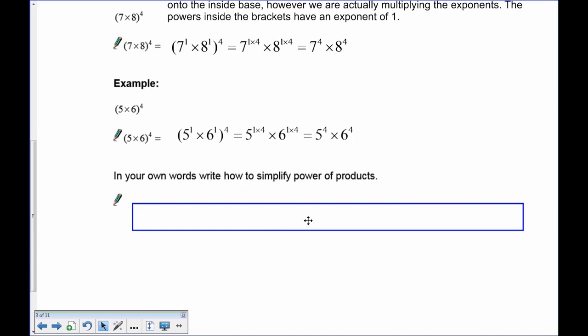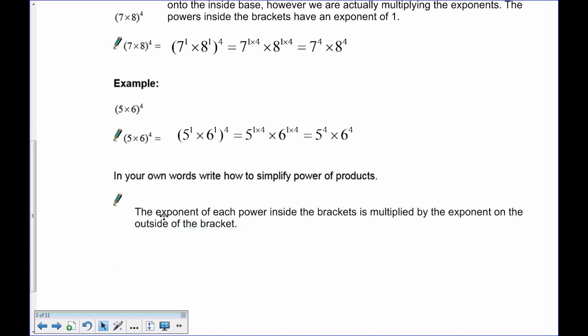So in our own words, when you write down how to do this, the exponent of each power inside the brackets is multiplied by the exponent on the outside of the brackets. So the power of each one of these on the inside, the 5 and the 6, they both have a power of 1, is multiplied by the power on the outside, which is the 4. And you can see that's what we did here. We took 1 times 4 and 1 times 4 here. And of course, that gives us 5 to the 4 times 6 to the 4.